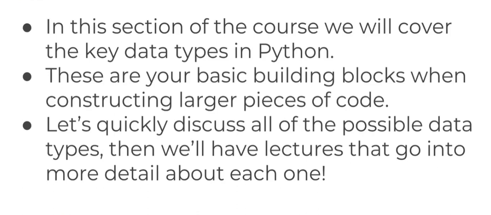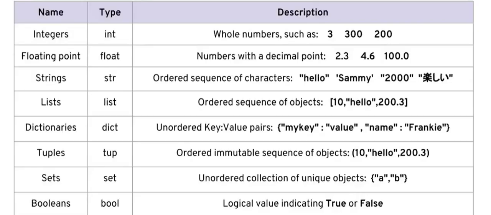So in this section of the course, we're going to start off by discussing basic data types. And these are your basic building blocks of code when constructing larger pieces of code. And we're going to quickly discuss all the possible data types that we're going to talk about in this section, and then we'll have lectures that go into a lot more detail about each one. So don't worry about memorizing all the information shown here. This is more just a quick overview, and there's going to be a lecture on each of these data types as we go on throughout this section.